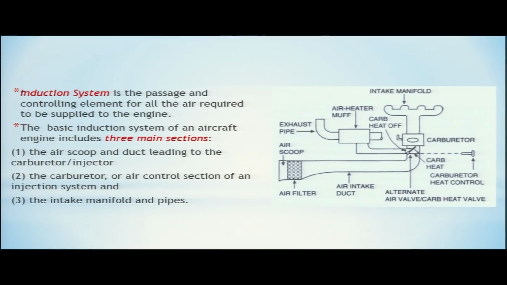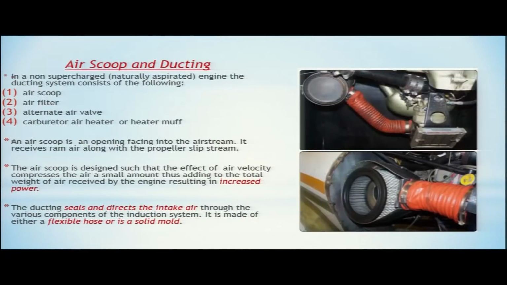Here in this diagram you can see this is your first part, this is your air scoop, this is your filter, this is your duct, then you have the carburetor heater or the muff, and also the alternate air. You can see there is a valve here which is called the alternate air valve or the carburetor heat valve. We will see what an alternate air valve or carburetor heat valve is.